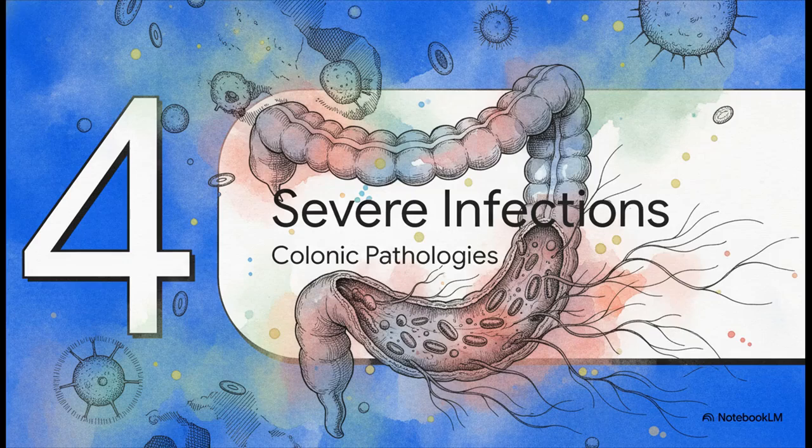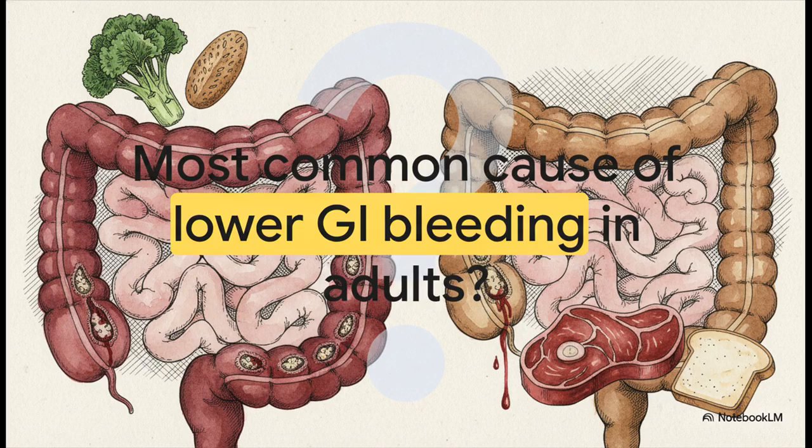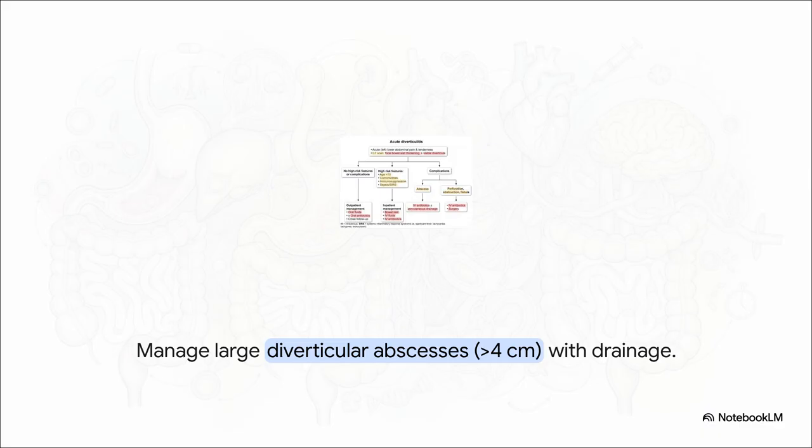Section 4. Severe colonic infections. Let's talk diverticular disease. What's the most common cause of gross lower GI bleeding in adults? Diverticulosis. It's super common, especially with low-fiber diets and a lot of red meat. But things get complicated when that turns into acute diverticulitis, especially if there's a large abscess involved. So, you get a CT scan showing focal bowel wall thickening and boom, you've confirmed acute diverticulitis.